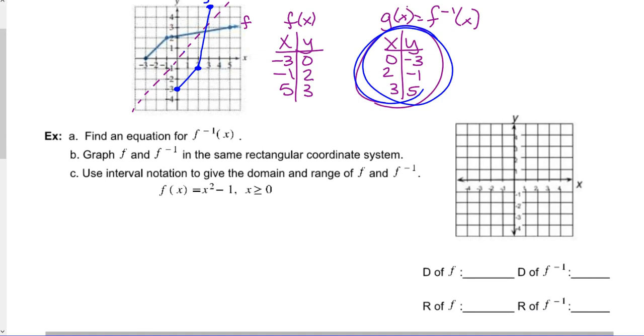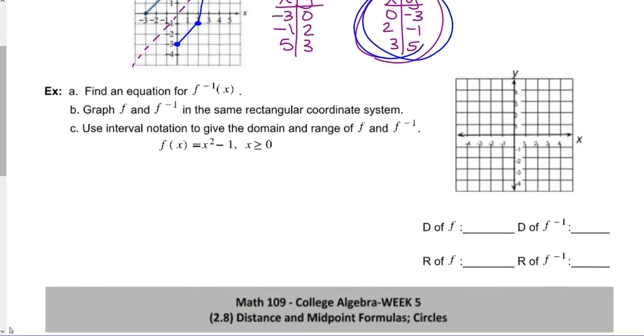All right, and our last problem for this section, kind of a shorter section here, we want to find an equation for f inverse. We're going to graph f and graph f inverse on the same rectangular coordinate plane. Again, we're going to have this be a mirror. And we're going to use interval notation to give the domains and ranges of each one of those.